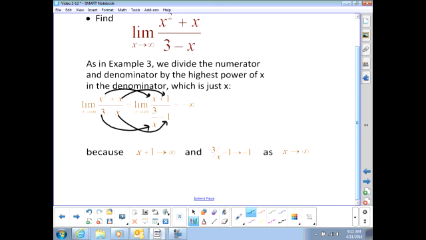Well, on top, we're going to get a huge number plus 1. On the bottom, 3 over x is going to go to 0 because your denominator is going to get huge, and you'll just be left with negative 1. So we'll have on top a huge number plus 1, and on bottom we'll just basically have negative 1. A huge number divided by negative 1 is negative infinity.